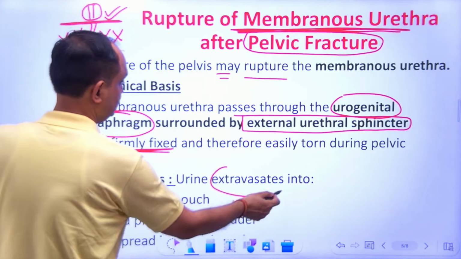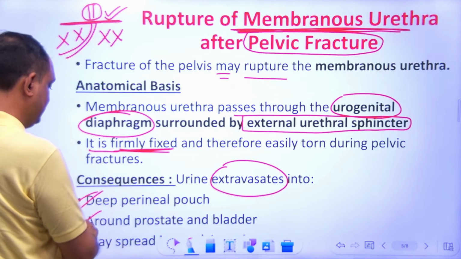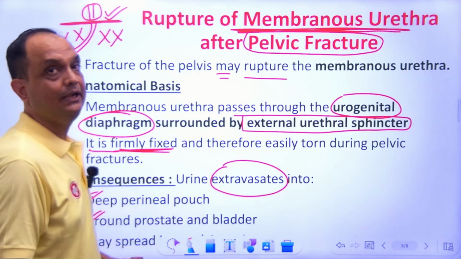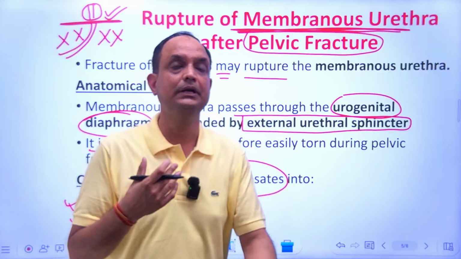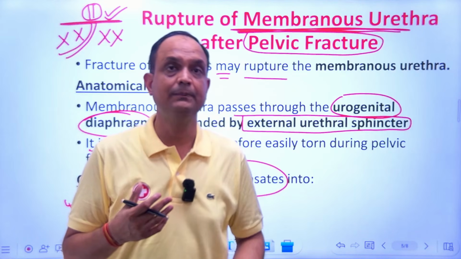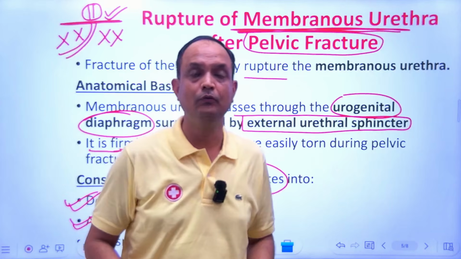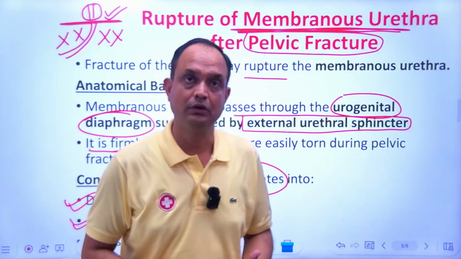There is an extravasation of urine inside the deep perineal pouch, around the prostate and bladder, and it may be present into the perineum, but it will not come into the superficial perineal pouch, it will not come into the shaft of the penis, it will not go into the anterior abdominal wall, it will not come into the front of thigh, it will not go into the scrotum.